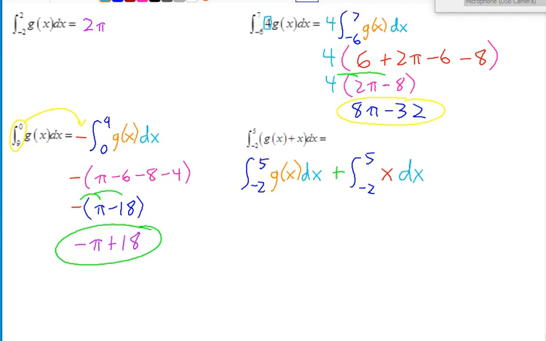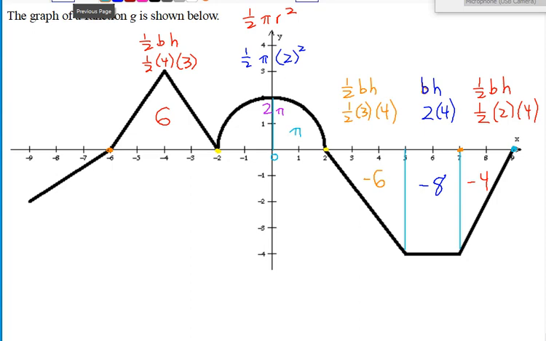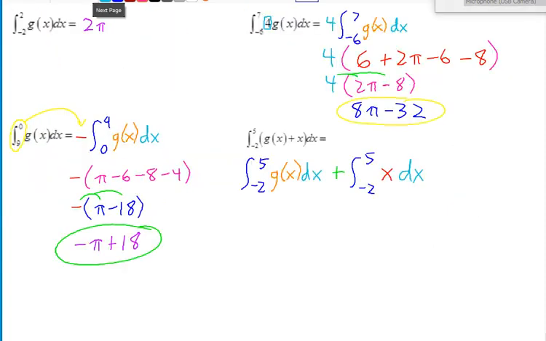So from negative 2 to 5, let's see if we've got that already. Negative 2, starting right here, all the way to 5. Yeah, we do have that. So that would be 2 pi, because it would be the entire semicircle, minus 6. So this part is 2 pi minus 6.